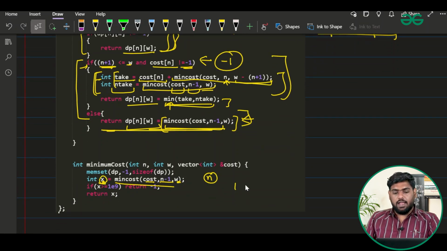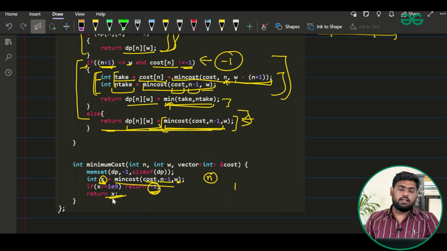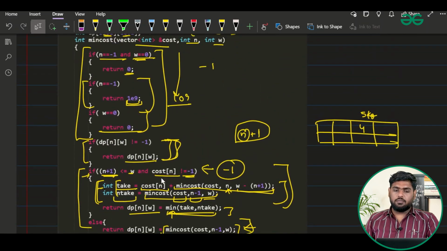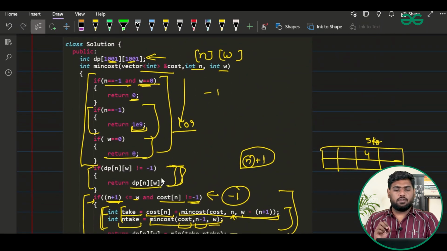Now once this is executed and I have received my value x here, if my x is greater than 10 to the power 9, because I have used it once, that indicates that we were not able to make up the solution for that, and in that case I have to return minus 1. That I will do here. If x is anything other than that, I will return x simply. Okay, so again this problem is a slight variation, but if you are clear with the concept of knapsack, it is not going to be a big thing for you.